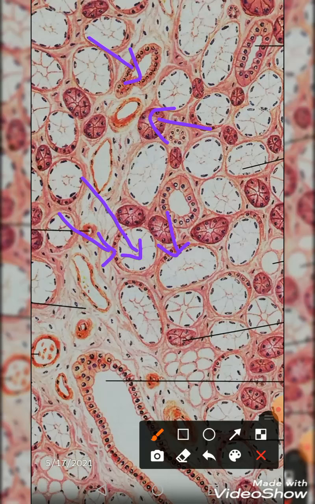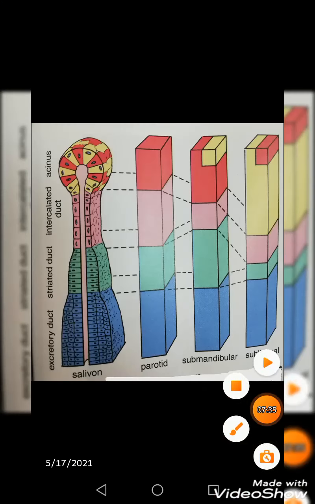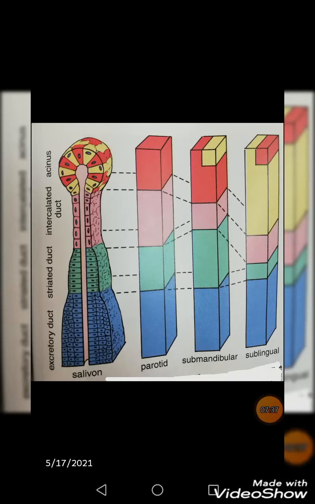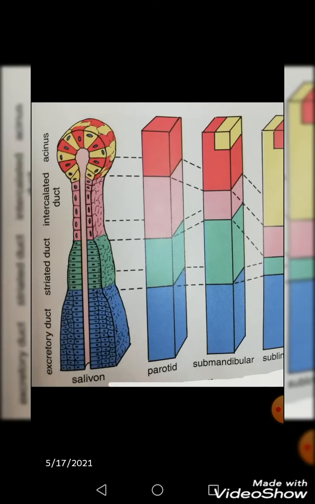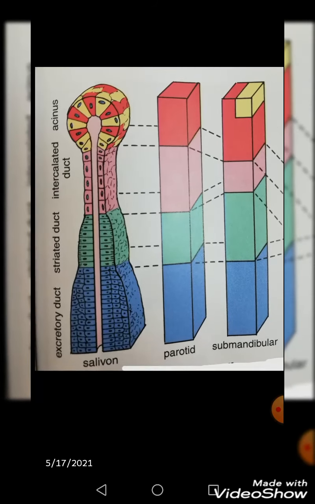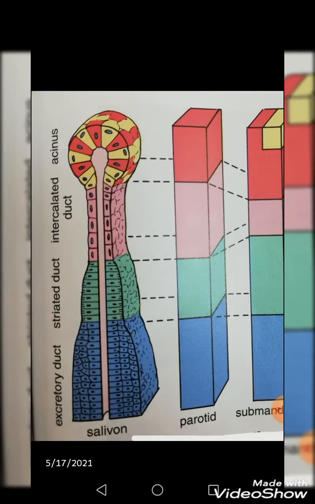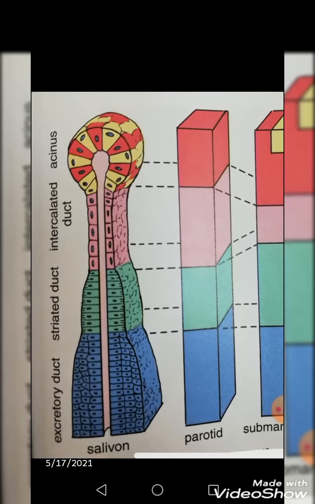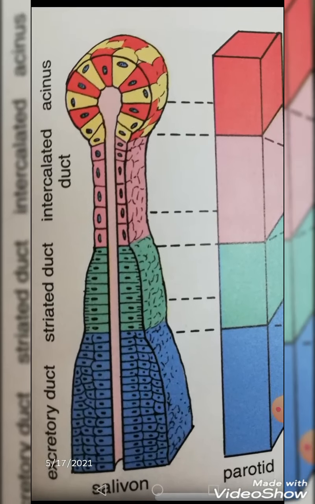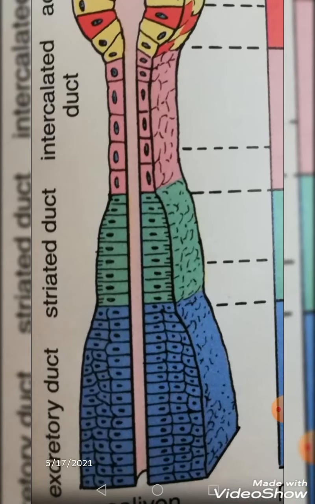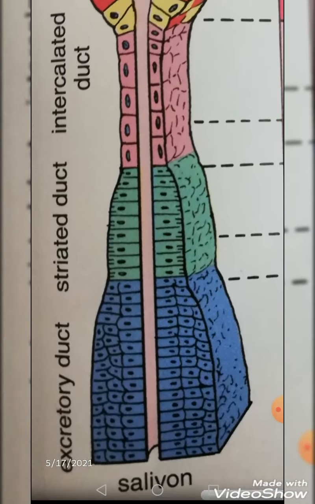This is a very good representation of the salivon, or the basic secretory unit of your salivary glands. Concentrate from top to bottom. There are the acini they have marked, and then the start of the intercalated duct. Then they have shown you the striated duct, and then the excretory ducts, right?